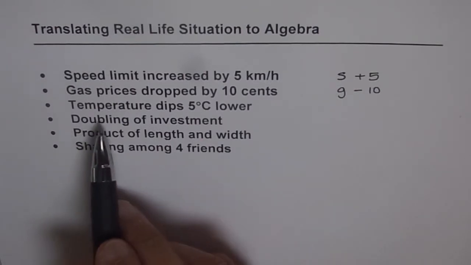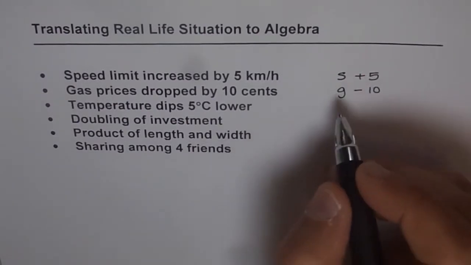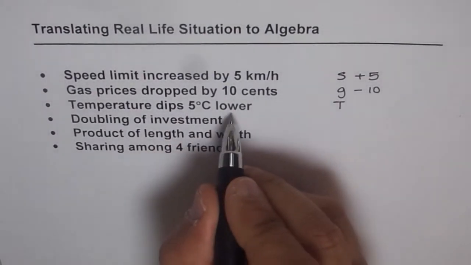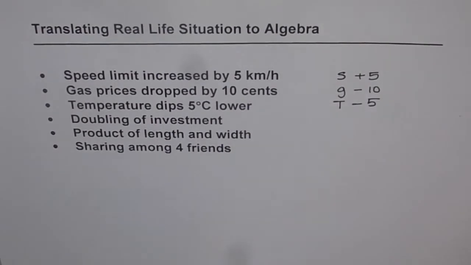Now let's have temperature dips 5 degrees centigrade lower. So in Canada it happens so many times. It may even dip by 10 degrees in just few hours. So we can write this as let the temperature be capital T, and dips means comes down, and lower is still qualifying it, minus 5. So it gives flexibility.